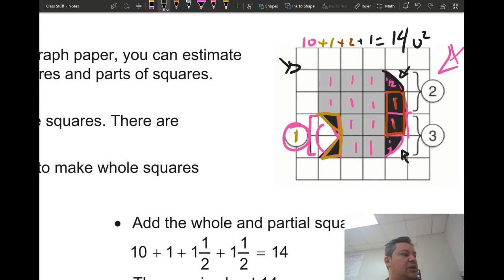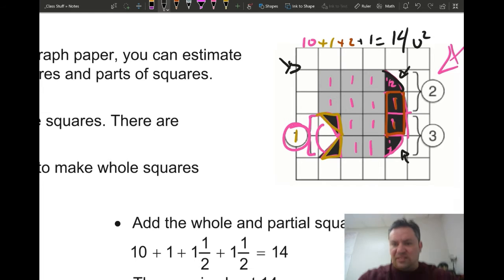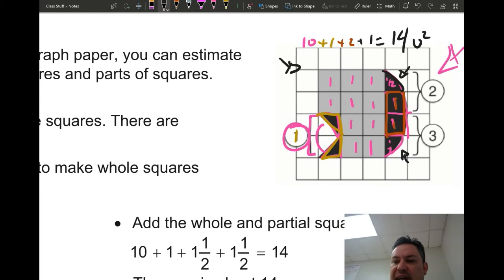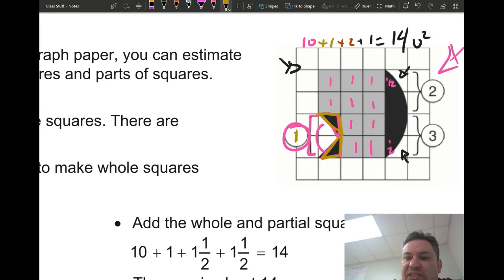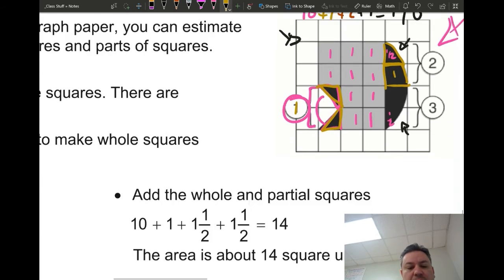That's whenever you get on a graph paper. You're just estimating. Notice again, this right here, if I take this one, it's almost a complete one. It's almost a full one. So I'm just estimating this to be a full unit. And this is almost half, so that's why I'm calling it 1/2. And 2 halves make a whole.